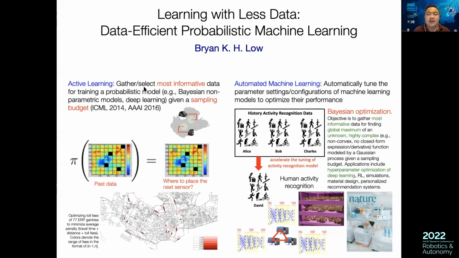Just a bit of background about what it means to be learning with less data. Later on, I will be emphasizing one aspect of it. On the left, one way of learning with less data is to perform active learning as opposed to passive learning. In passive learning, you're given a bunch of data and you have to train. But in active learning, you are being smart in selecting the data that you need for training a model. The second aspect is automated machine learning, specifically Bayesian optimization.